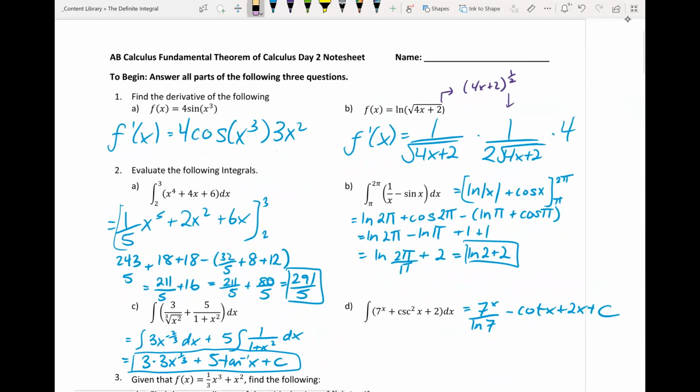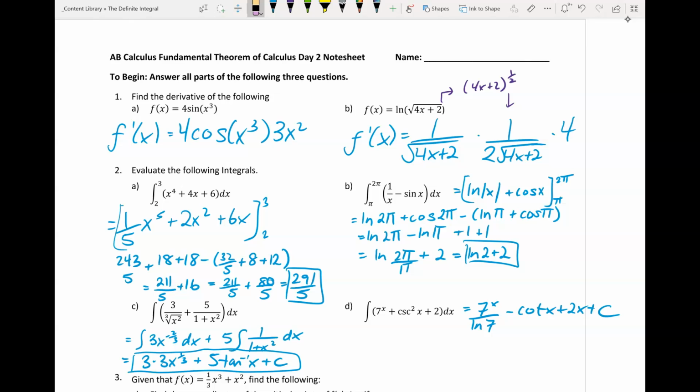All right, so for the first question, we just want to take the derivative. We're using the chain rule here. So the derivative of sine is cos, and then you leave the x cubed alone. Then you'll take the derivative of the x cubed, which is 3x squared. So that is your final answer.